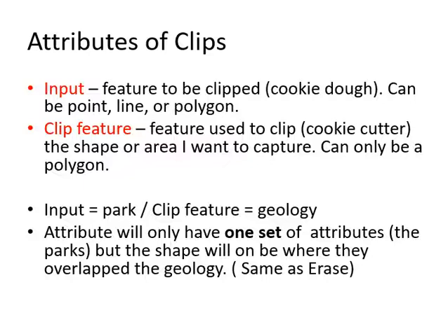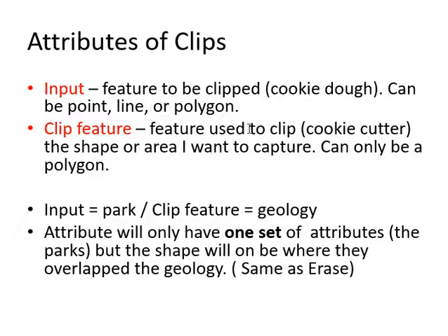When you do a clip feature, the input again is the cookie dough, and again that can be points, lines, or polygons, and the clip feature is the shape, but the shape can only be a polygon, right? So if I have the input is park, so park is my clip feature. No, park is my input. So there's the cookie dough, and the clip feature is the geology.